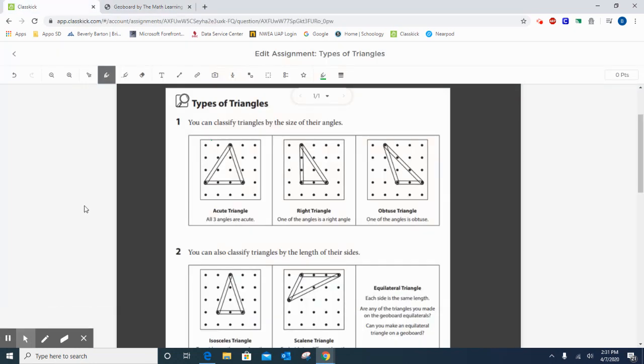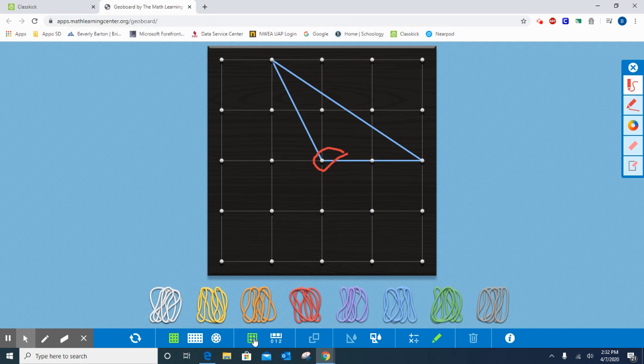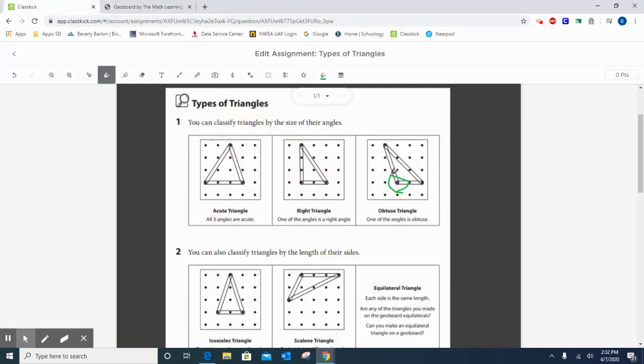The last kind of triangle based on the size of its angles is called an obtuse triangle, and an obtuse triangle has one angle that is greater than 90 degrees. So we're going to look at our geoboard. I made an obtuse triangle here, and you can see that it's obtuse because this is the angle that is greater than 90 degrees, and it only needs to have one that's greater than 90 degrees. If we go back and look again at our triangles, every triangle is either an acute triangle, a right triangle, or an obtuse triangle.